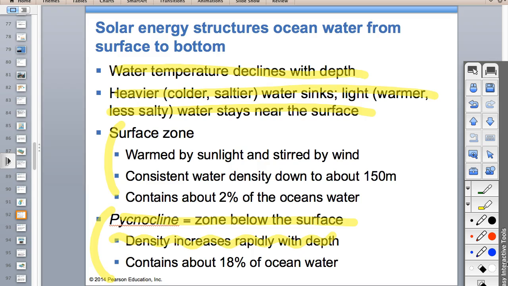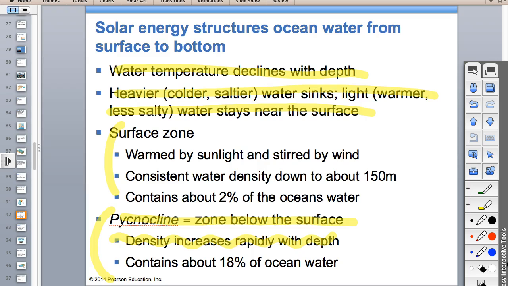If I go all the way up here to the coast of Alaska, and I go all the way past the pycnocline to the deep water, that deep water in Alaska is the same as the deep water somewhere off the coastline at the equator. The surface zone in Alaska would be much colder, but if I go down to the deep water, it's all the same around the world. And that's something to remember: surface water varies, but below that pycnocline, it's all the same.